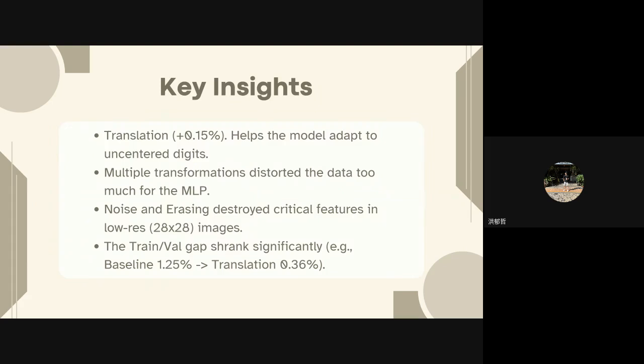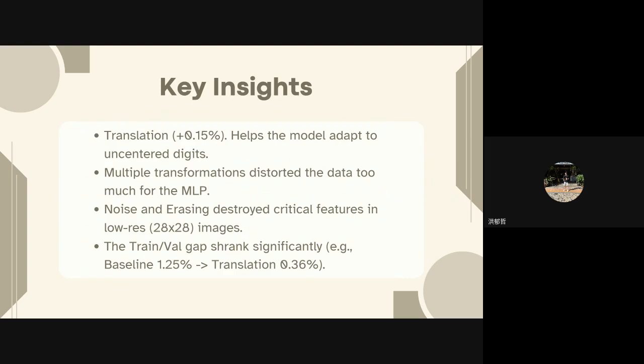And here are our key insights. First, translation was the only method that boosted accuracy, improving it by 0.15%. This effectively helps the model recognize digits that aren't perfectly centered. And second, applying multiple transformations simultaneously didn't work well. It distorted the data way beyond what our simple MLP could handle.